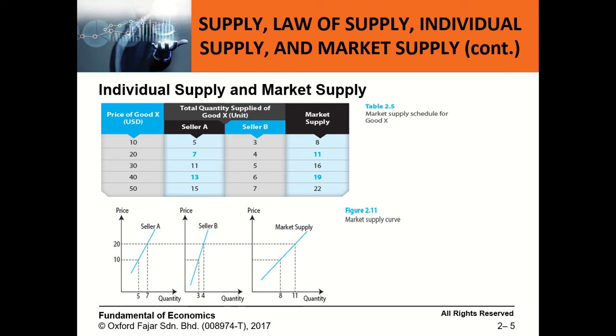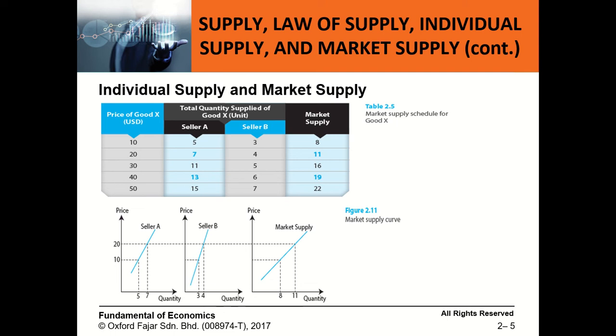Now, as you do the rest, you will notice that the market supply is the summation of the quantity offered by seller A and seller B for every price level. And if you join all the quantities in the market supply, you will have the final graph that represents what we call the market supply curve.